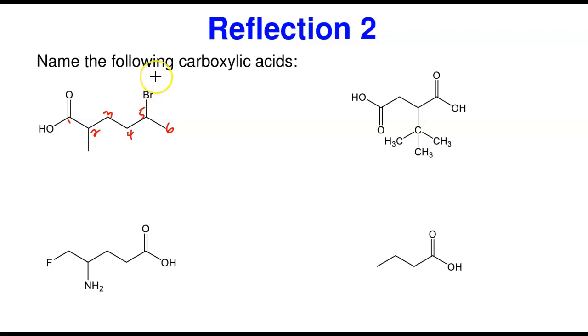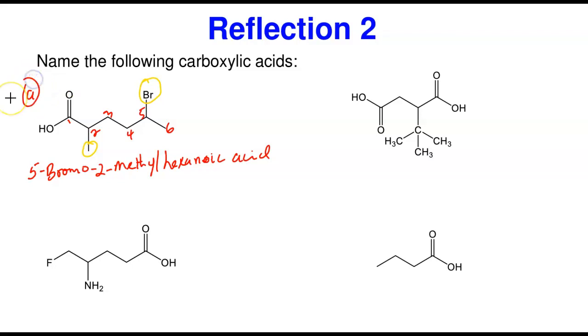But I have some attachments. There's an attachment at this point, which is bromo, and there's a methyl group here. B comes first before M. So what are we going to say? We're going to say 5-bromo, then 2-methyl, that's a methyl group. The longest chain is what? Hexanoic acid. That's how we name this. So let me just call this A. Then let me go to B.